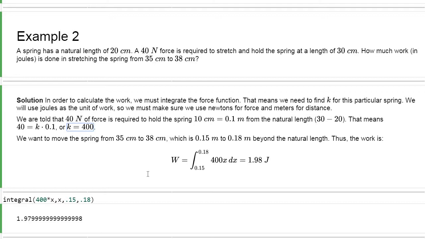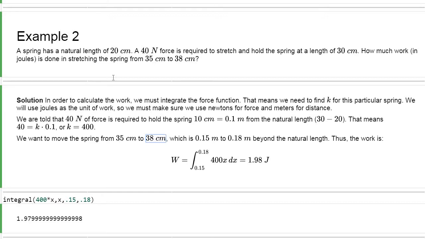So now that we have K, we can integrate 400 times X. What are the limits of integration? Well, I want to move it from 35 to 38. Remember, we need to do two things. One, convert those to meters, and second, convert those to distance from the natural length. The absolute length we don't care about. When using Hooke's law, we need the distance from natural.